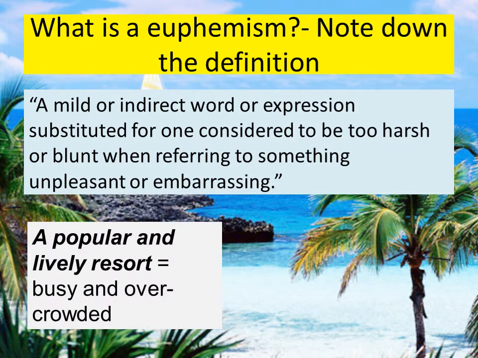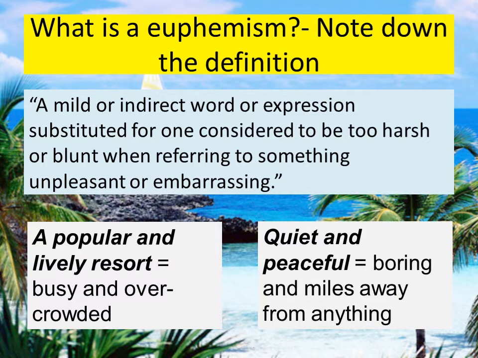So I've got some examples of euphemisms here. A popular and lively resort is a euphemism for a busy and overcrowded resort, and quiet and peaceful is a euphemism for boring and miles away from anything. So if you think about it, it's a bit like sugarcoating. It's making something not very good seem better than it is without explicitly lying. So you're sort of twisting the truth, as it were.